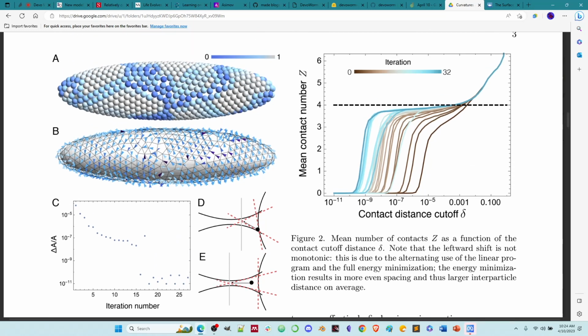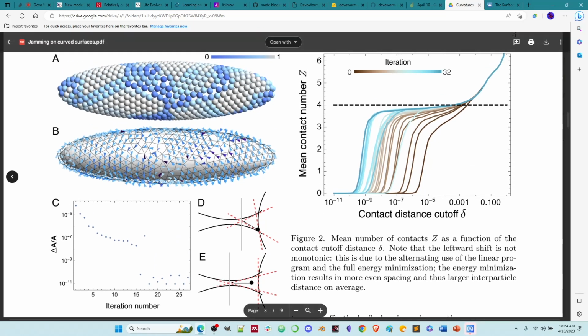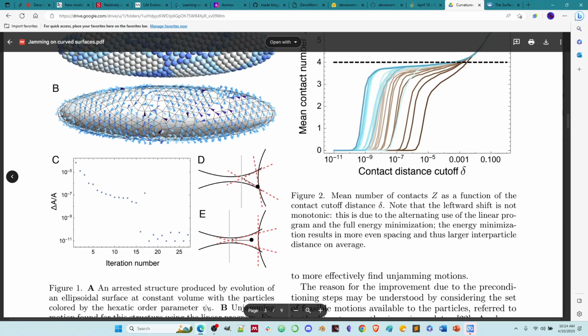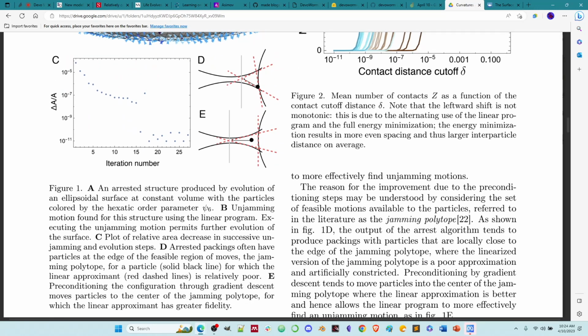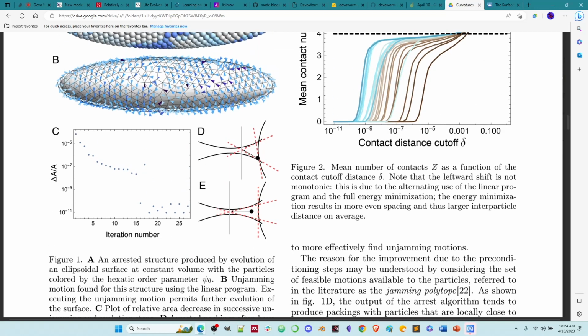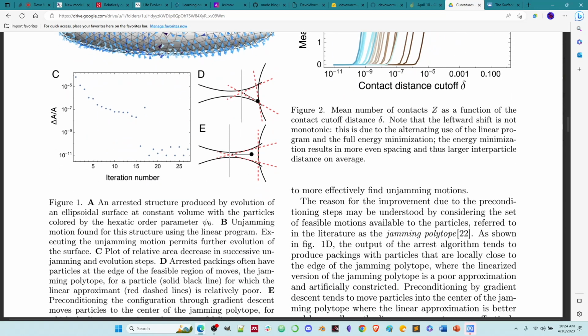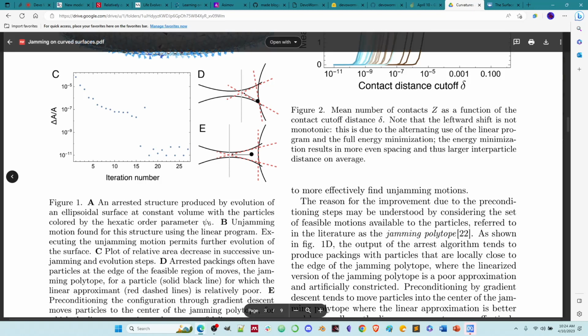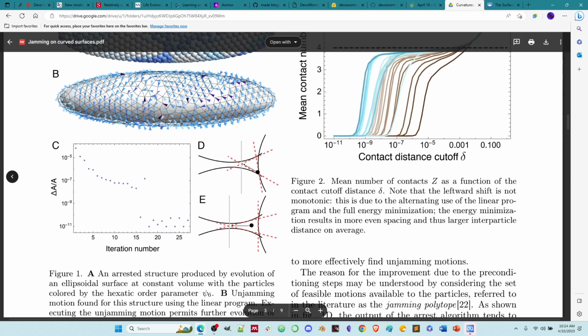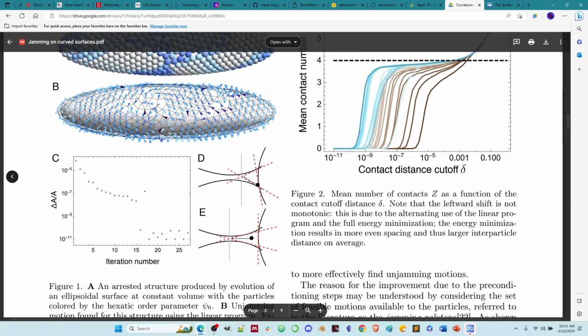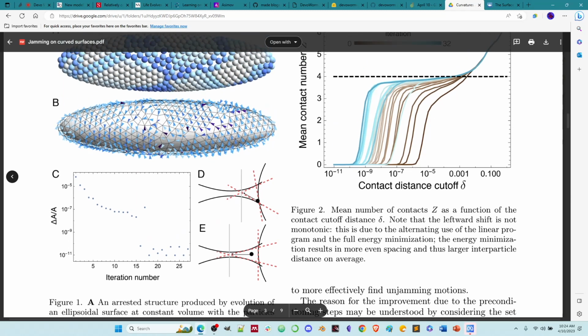But this is not an embryo. This is just a physical, a soft material, or actually maybe even a hard material. B is... They would be related. Oh, yeah. B is the unjamming motion found for the structure using the linear program. So this is the predicted unjamming motion.